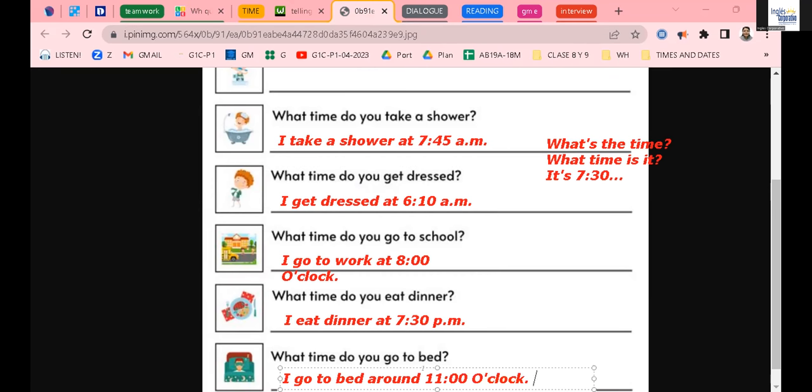Around is another word that you can use. Around también puede ser utilizada. Y en este caso significa alrededor de las 11, right? Alrededor, un aproximado. Okay, so now we continue and just let me check. I'm going to show you some things related to this. Let me see.